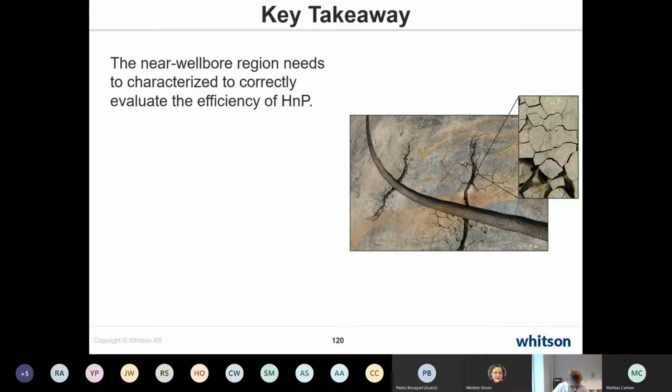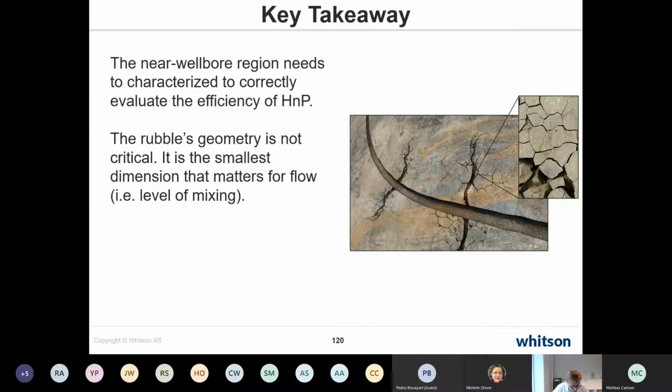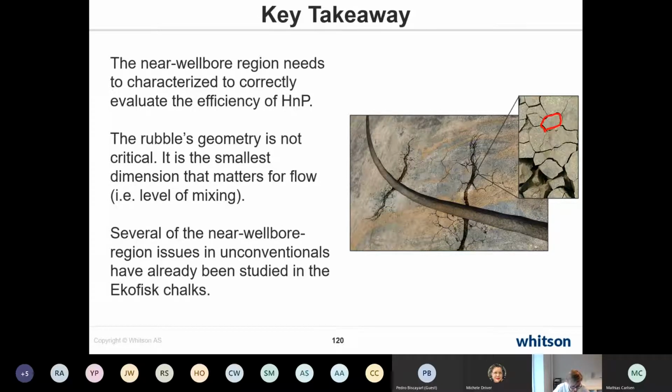But for the purposes of gas huff and puff, the near wellbore region needs to be characterized to correctly evaluate the efficiency of huff and puff. The rubble geometry, and this is what we're going to see in the next session, is not very important in terms of how quickly you can recover hydrocarbons with the gas huff and puff process from a particular piece of rock, for instance, this guy right here. There are several of these non-wellbore region issues in unconventionals that have already been studied earlier, and we just need to apply that in a consistent and correct way also when we look at unconventionals.